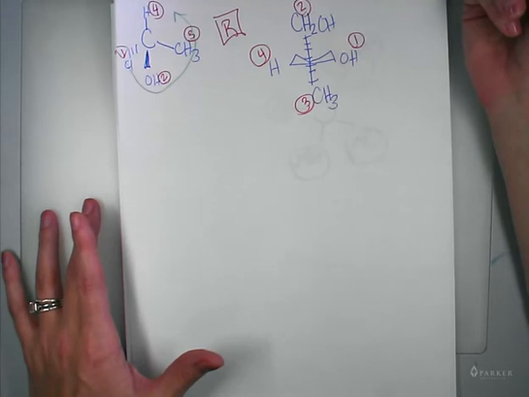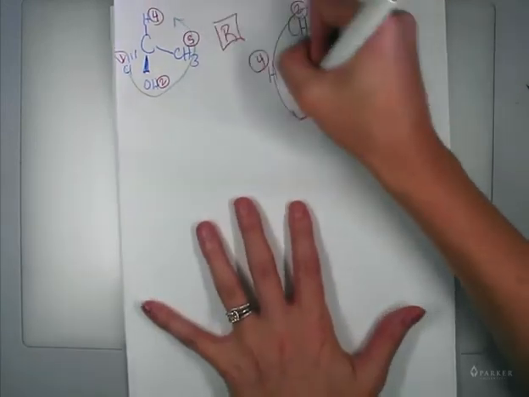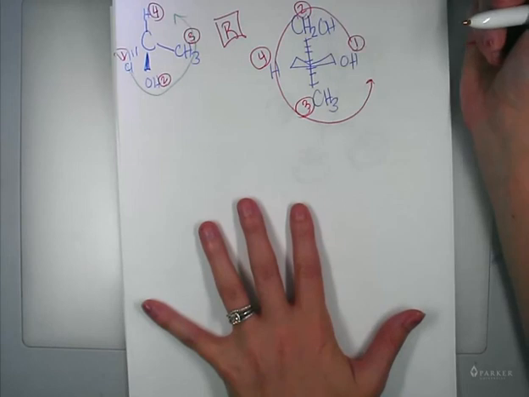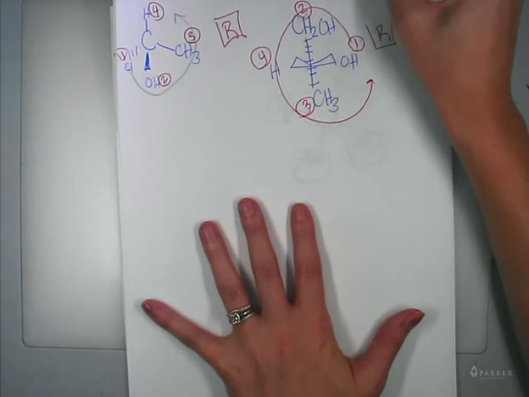Okay, are we going to change what we see? Yes. Why? H is on a wedge, it's not on a dash. So it looks like 1, 2, 3. It looks like what? Yeah, it looks like the S, so it's R.